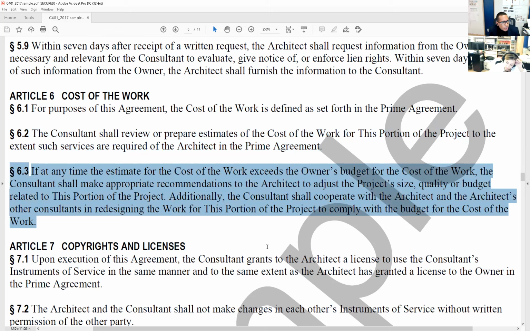And then 6.3, if at any time the estimate for the cost of the work exceeds the owner's budget for the cost of the work, the consultant shall make appropriate recommendations to the architect to adjust the project size, quality, or budget related to this portion of the project. Additionally, the consultant shall cooperate with the architect and the architect's other consultants in redesigning the work for this portion of the project to comply with the budget for the cost of the work. We have something like that on the B101, and the same thing applies to the consultant, okay?